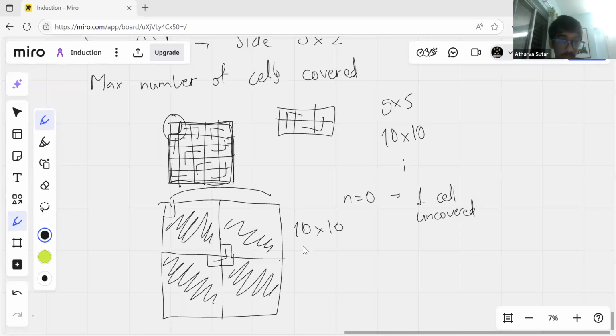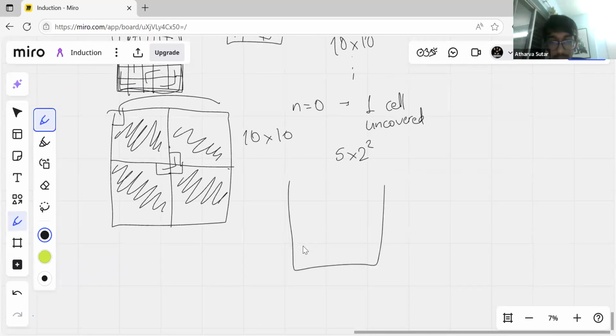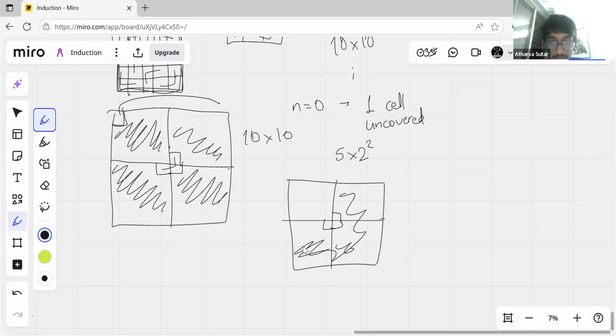And again, for the 10 by 10, if you consider the n equals 2 case, so 5 into 2 squared, it would be a 20 by 20 grid. And again, you can split this into four 10 by 10 grids. And you have a 10 by 10 coloring which leaves only the corner uncovered. So you can repeat this configuration. Do you guys get this?